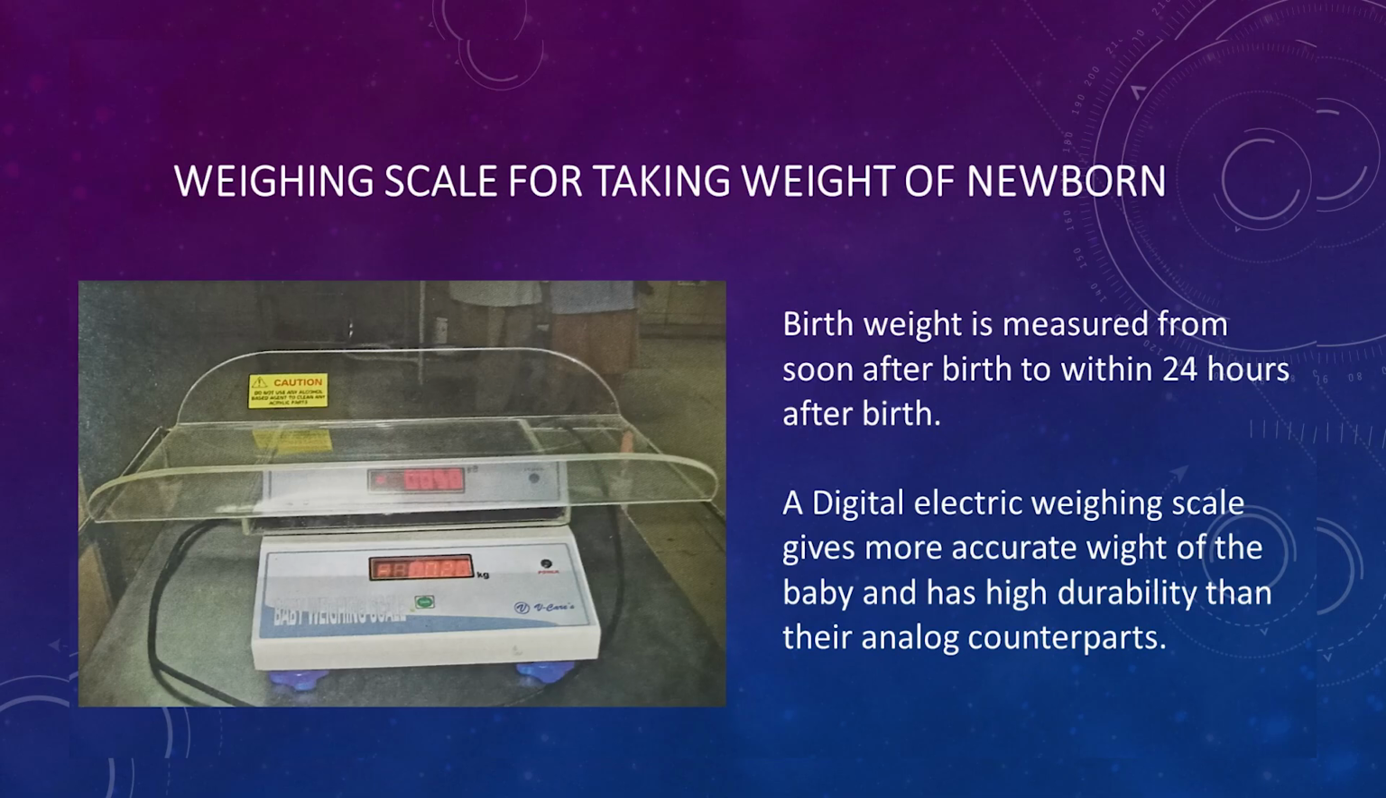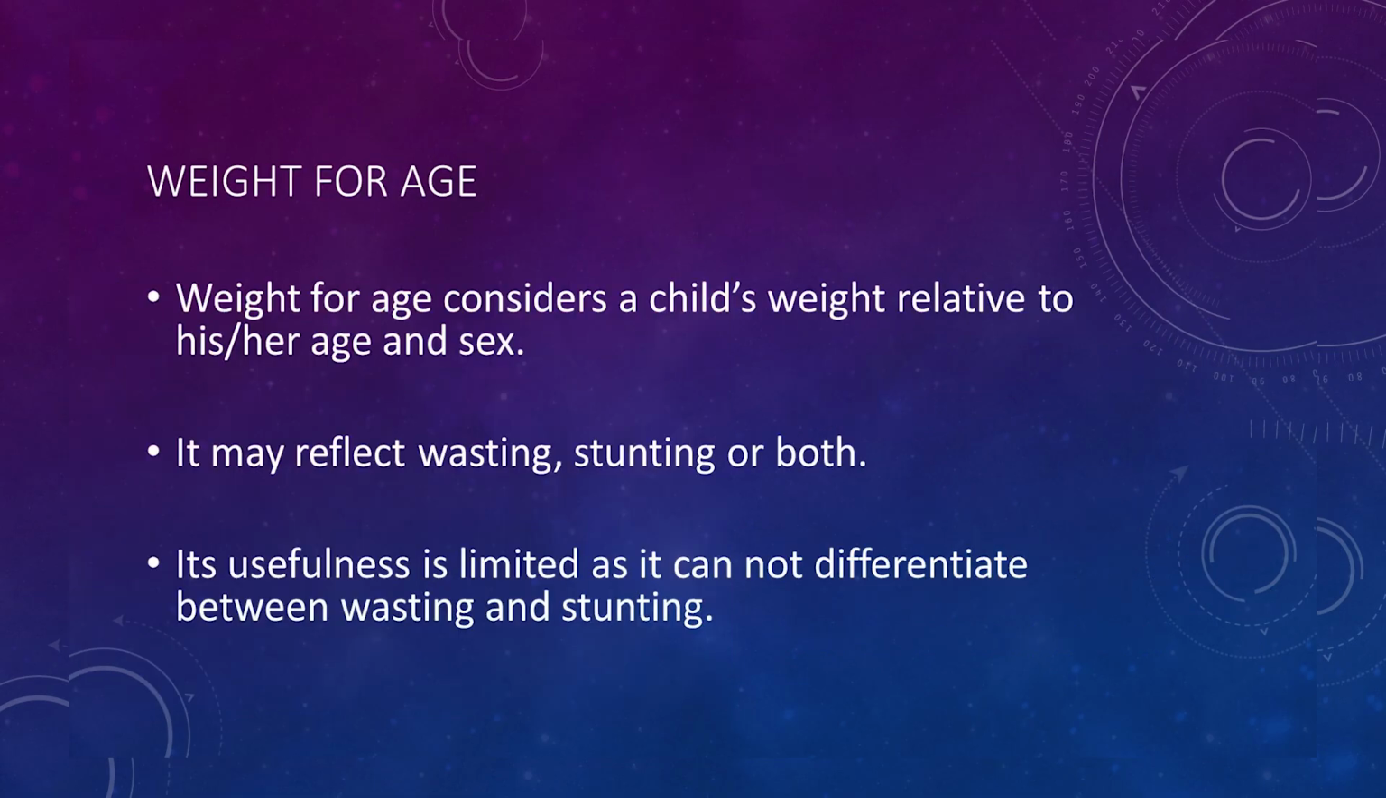So when there is no electricity, you cannot use this machine. At that time we have to go for the traditional weighing machine, the mechanical weighing machine. Now, weight for age. The weight for age considers a child's weight relative to his or her age and sex. So this is an anthropometric measurement of weight for age.